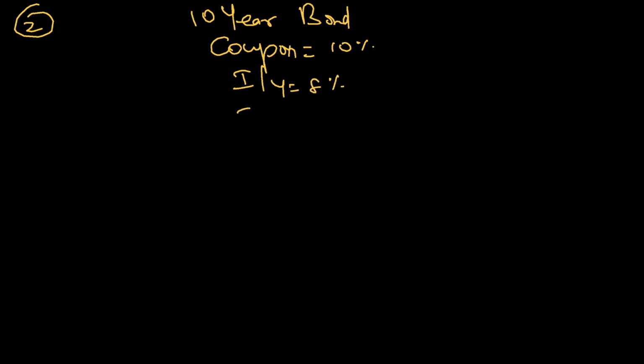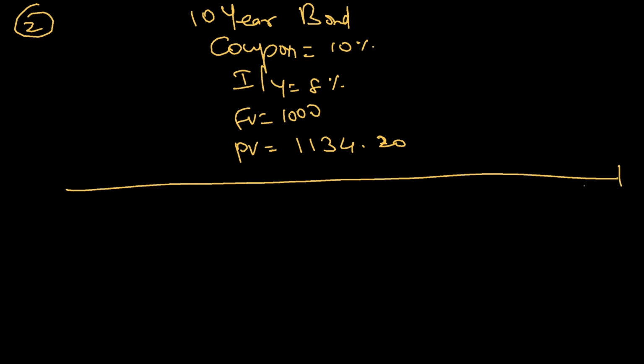So again, I'm taking a 10-year bond. Coupon is equal to 10 percent. IY, the interest rate in the market, is 8 percent. Future value is equal to 1000. Present value we have already calculated in the first sum. It was 1134.20. So I'm directly taking the number here. Now it's a 10-year bond. So 1, 2, 3, 4, 5, 6, 7, 8, 9, 10-year bond.